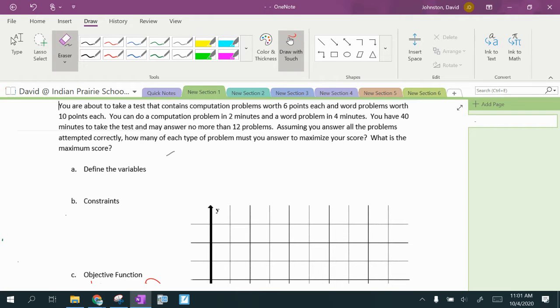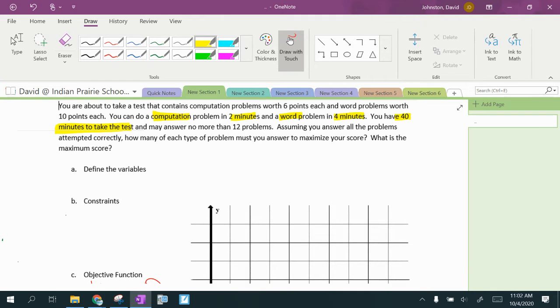How would I go about doing that? Well, let's see. I've got some sort of limitation, and that's where I'm going to emphasize my time. It says that I have 40 minutes to take the test, which means I have a limitation of time. So now I'm going to be looking for other information that tells me about the time. It says that my computational problems take 2 minutes and my word problems take 4 minutes.